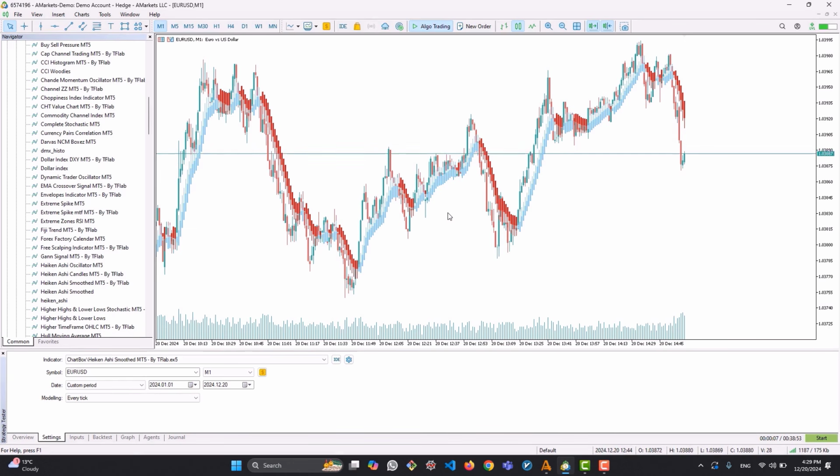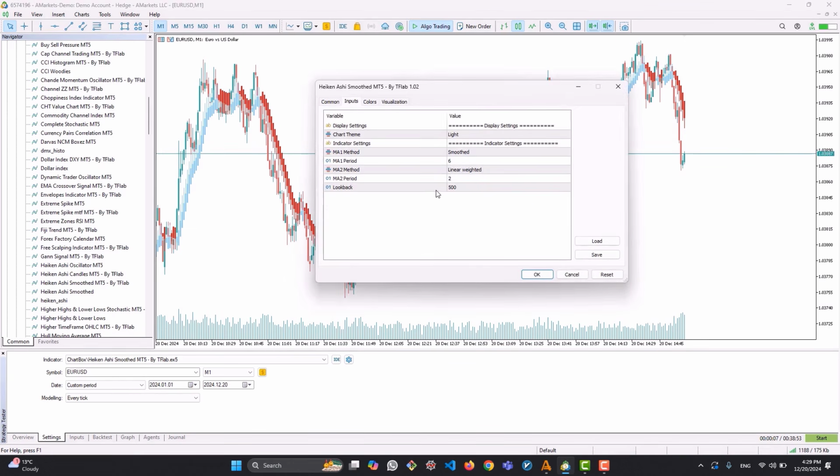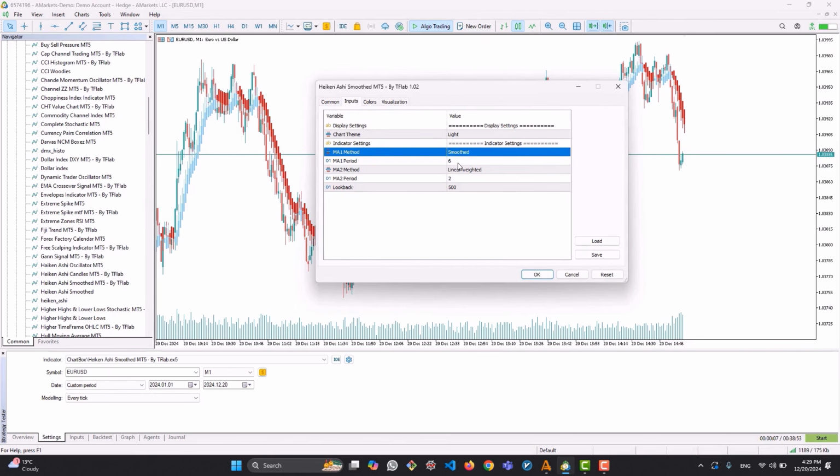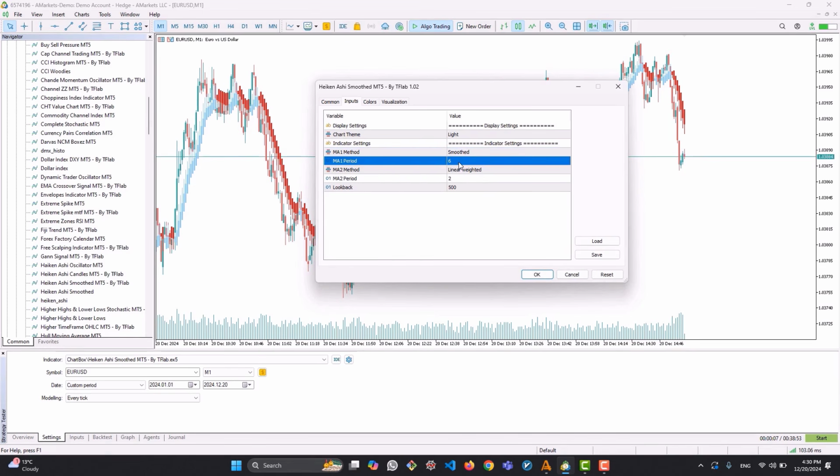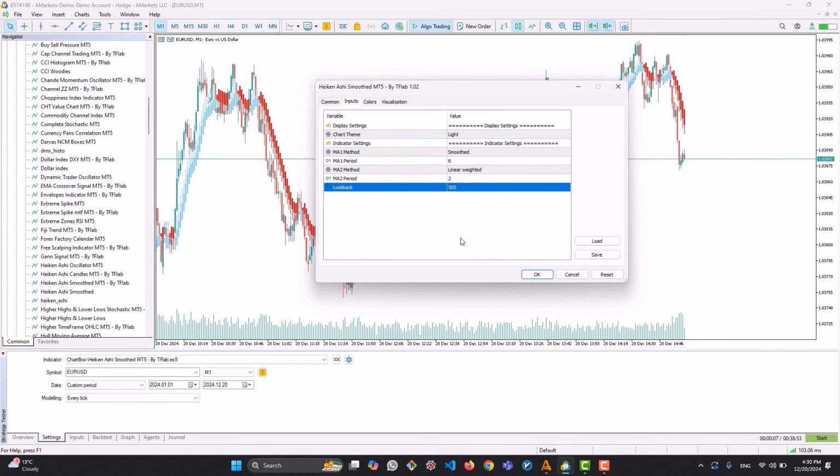Let's go over the settings of this indicator together. This indicator uses two moving averages in its settings and calculations. Here we can specify the method for the first moving average, which is set to smoothed by default, and we can also specify the period for the first moving average. Similarly, for the second moving average, we can specify both its method and its period. The last parameter is for the number of candles in the market's past on which these calculations are performed.